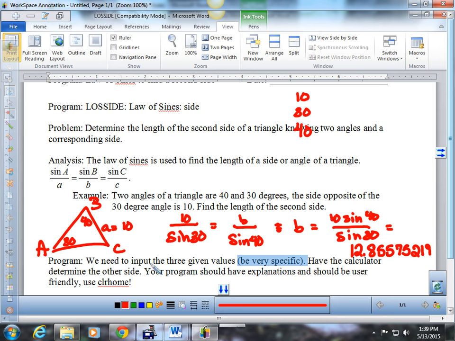Okay, so we need to input 3 given values, being very specific on what you're inputting. Have the calculator determine the other side. Your program should have explanations and should be user-friendly. How many clear homes should we have? 3. Where do they need to be?